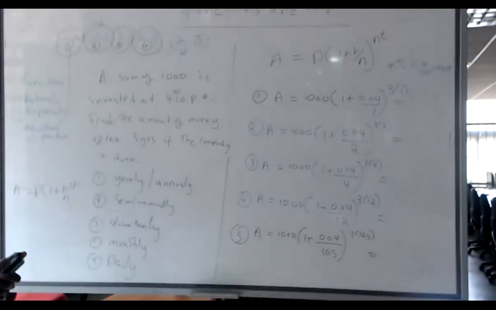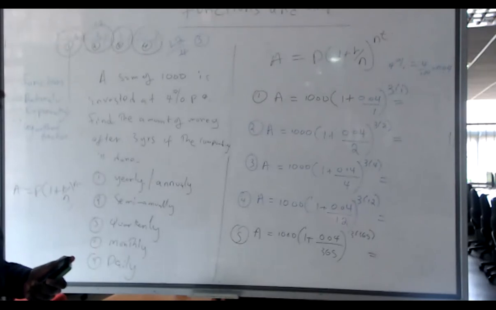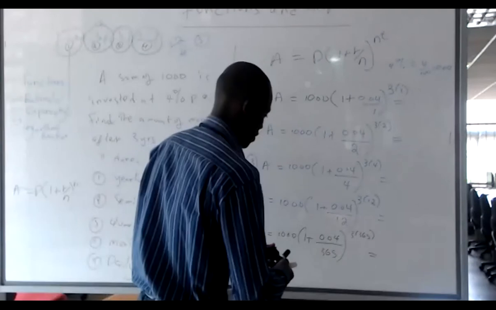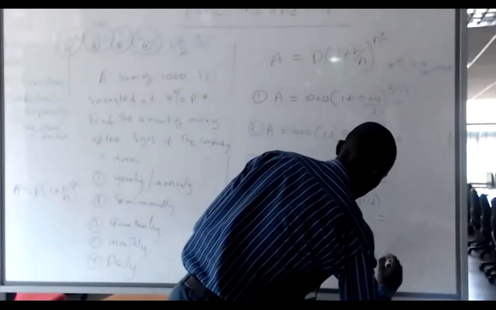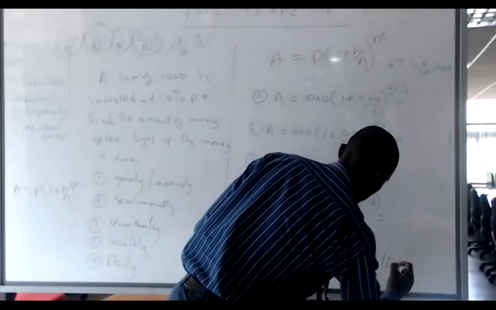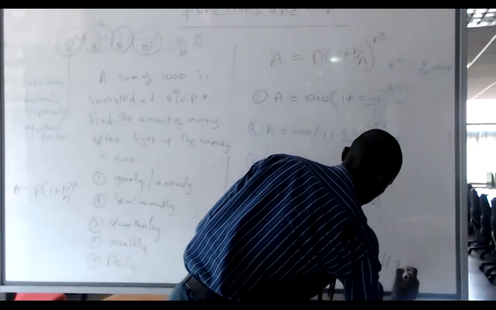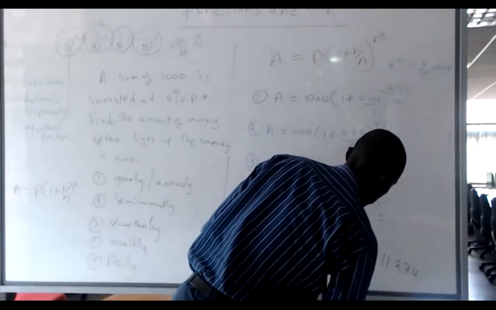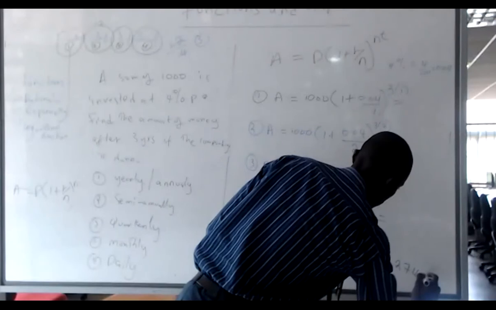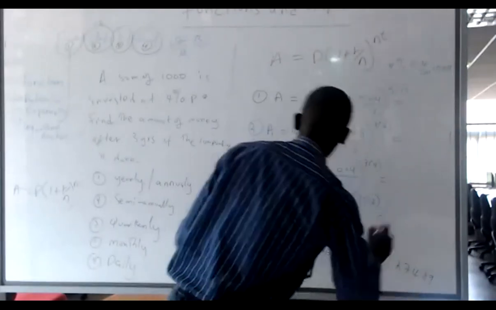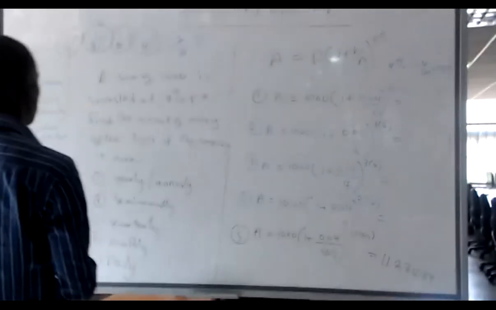Number 5, we have 11,274.89. Number 5, huh? Yes. 11,000. 274.89. How about the rest?